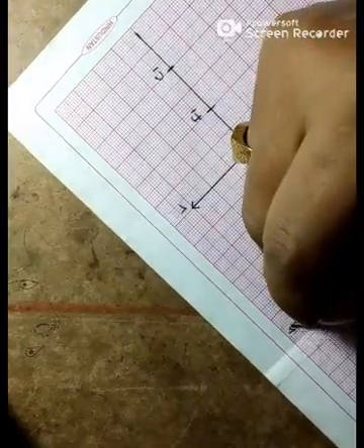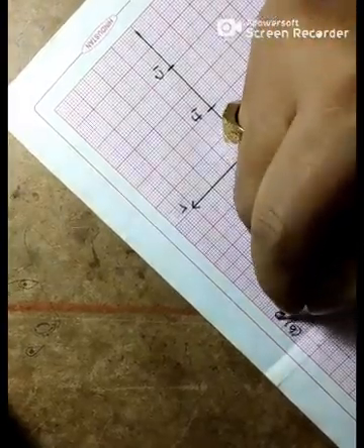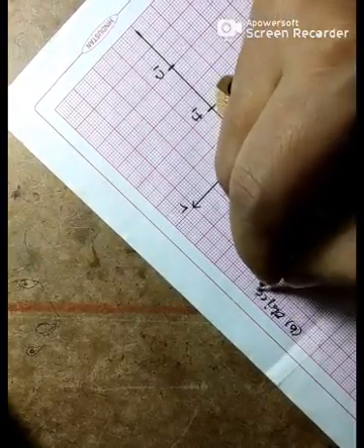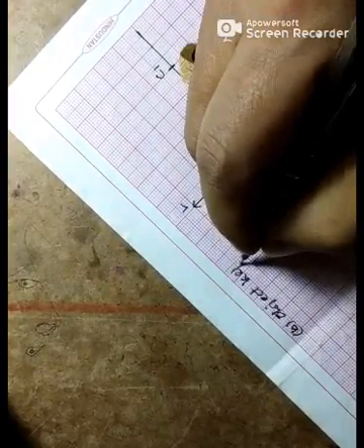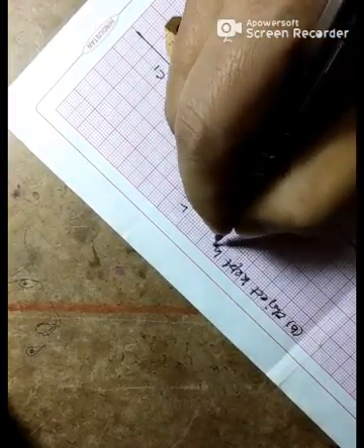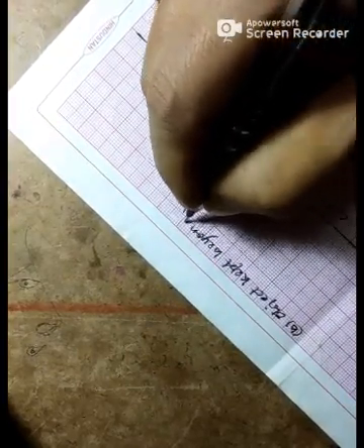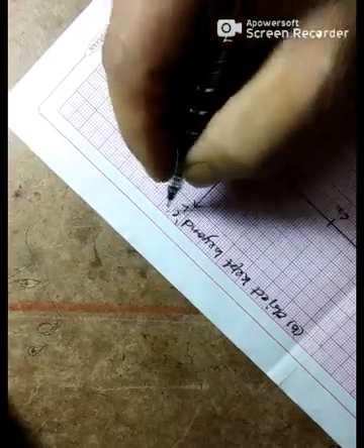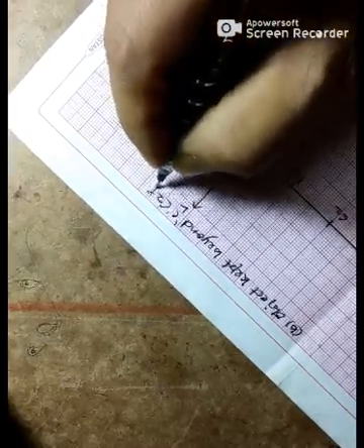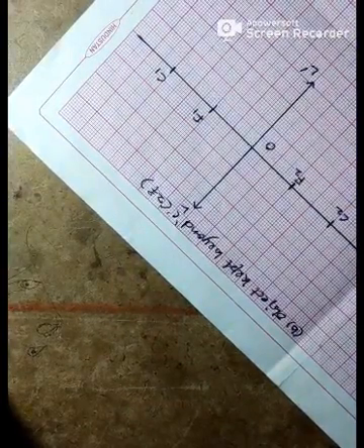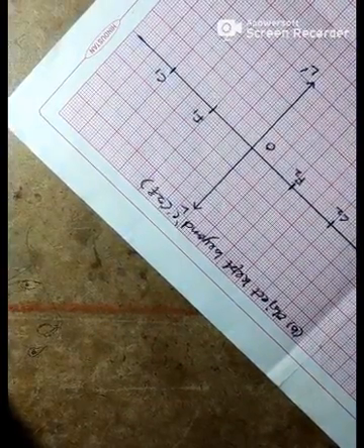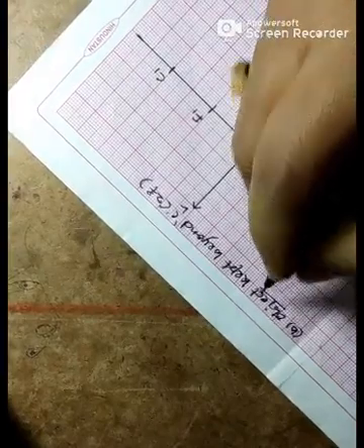Second option, object kept beyond C. Beyond C means 2f length. Beyond C means what? 2 times the focal length. Means after the radius of curvature. Okay. So here is the object. So here what you have to do?